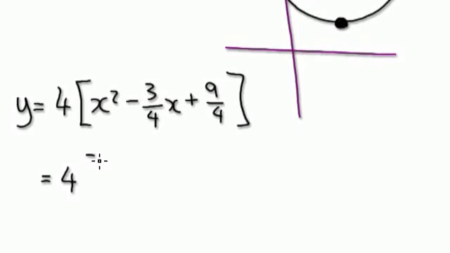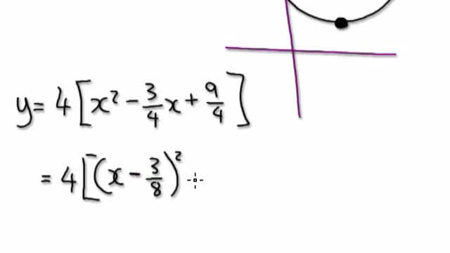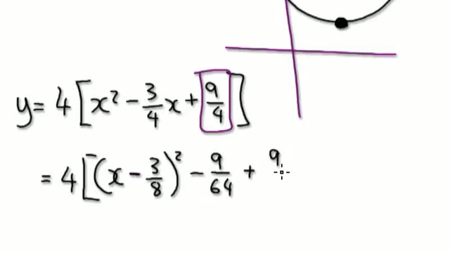So this here will be 4 bracket x. Well, I'm going to need half of this now, so that will be minus 3 over 8, square it, and then immediately take away the rubbish. The rubbish will be 9 over 64, and then just take this thing down, so that will be plus 9 over 4. Okay, from the previous video, I know that if I times top and bottom here by 16, the two denominators will be the same.